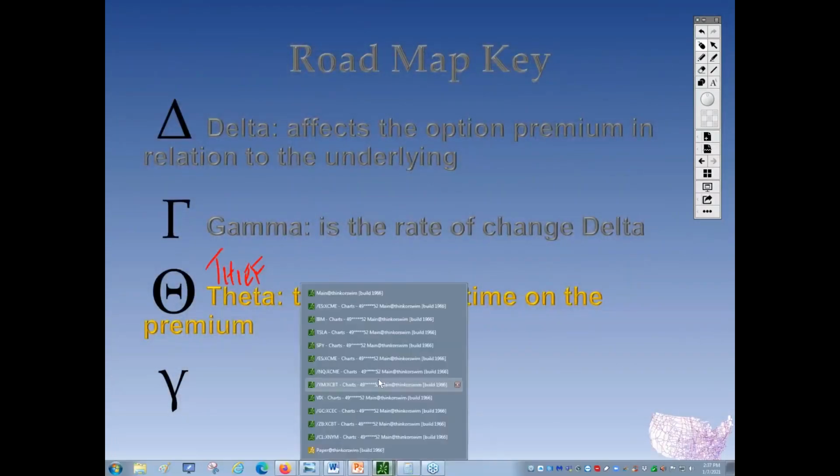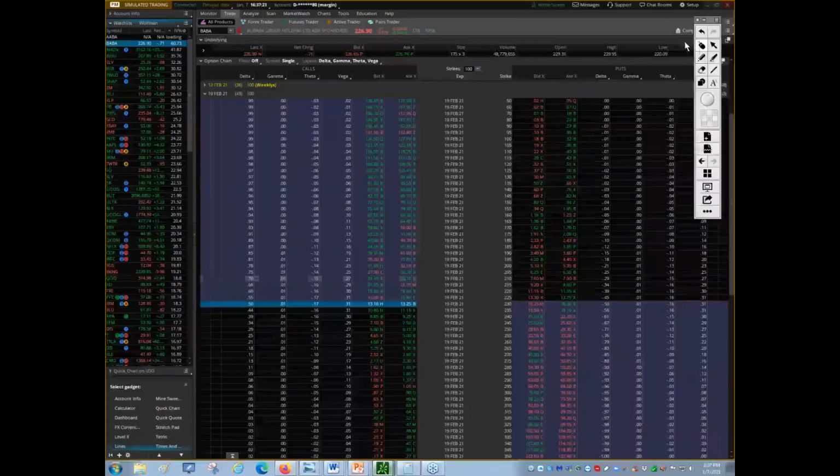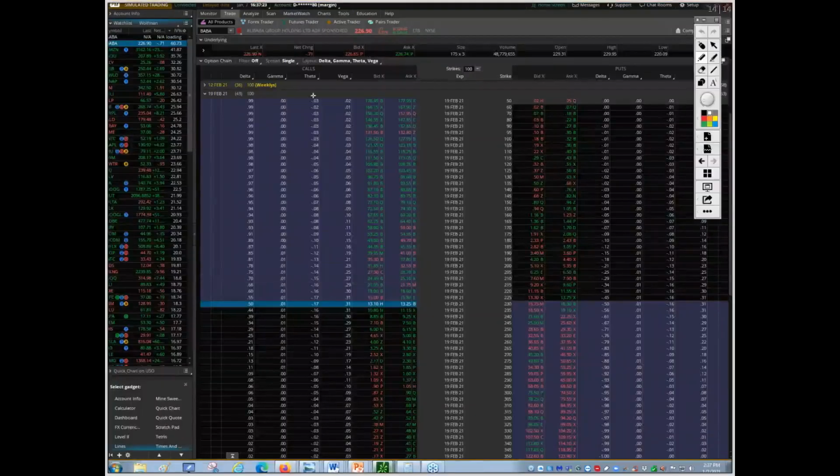So the option montage, let's pull that back up again and look at theta. Now theta is the thief in the night, right? And that's the column right here. You'll notice that both on the calls and the puts, theta is negative. And why? Because every day that goes by, that thief in the night comes and steals those premiums. We can't go back in time, all right? We can only go forward. And so therefore, with options, theta is always a negative to those premiums.